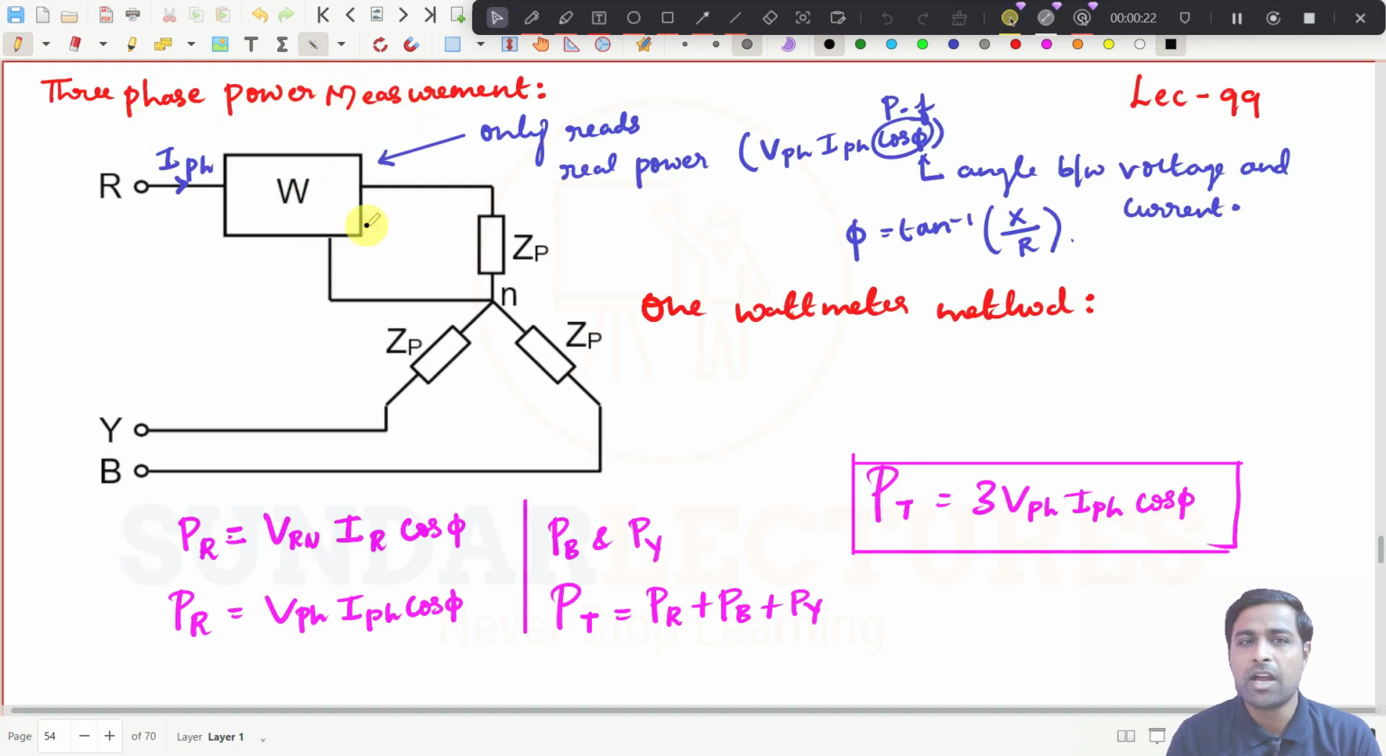3-phase power measurement, 1 wattmeter method. We said that this wattmeter reads only real power, which means V phase, I phase, and cos theta, the angle between V and I. That value will be read by this wattmeter, only real power. And we can also find the reactive power from this reading, which I will explain a bit later.